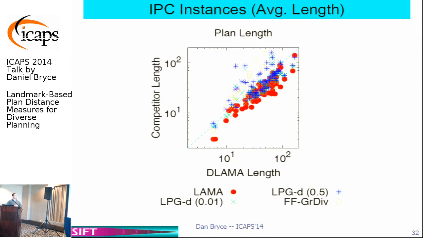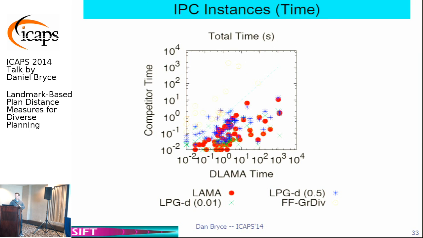You also see that the price you pay for using these other approaches is that you would typically increase your average plan length because you're including these extra actions. And as a reference, LAMA, we're not finding sets of solutions that are terribly worse than LAMA, which is finding a single best solution. And this is about runtime. We're a little bit slower than LPGD, much slower than LAMA, because obviously we're solving a harder problem, finding a set of solutions. And we're much faster than the FFGR div.